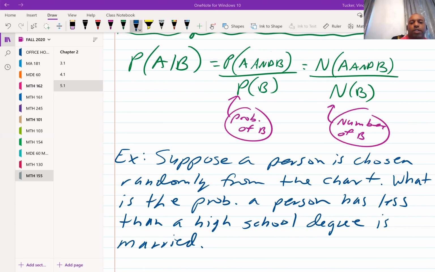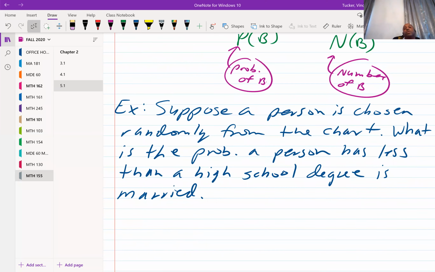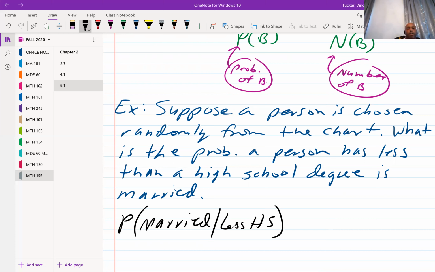All right, suppose a person is chosen randomly from the chart. What is the probability a person who has less than a high school degree is married? So the way we want to set this up: we're talking about the probability someone is married, given that they have less than a high school degree. In other words, they didn't graduate high school.